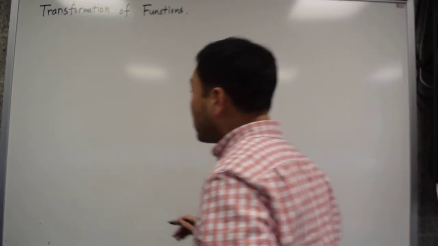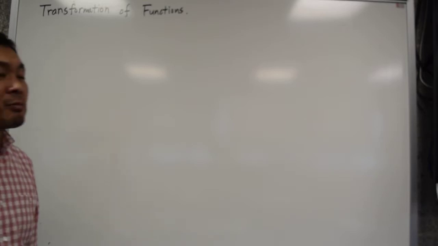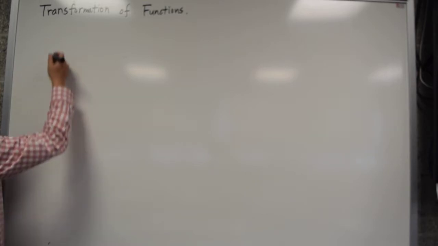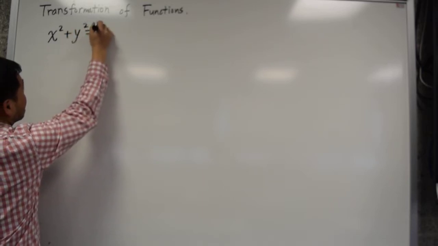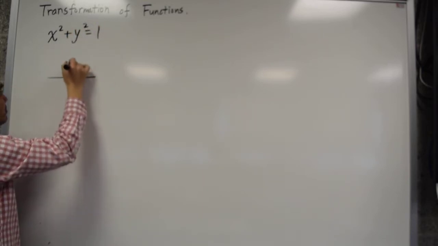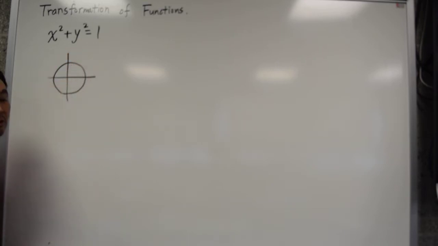Okay, next up is dilations, but let me try to elaborate a little bit more about what we just discussed, the translations, and then we'll move on to dilations. Think about the following: x squared plus y squared equal to 1. This is not a function because if you draw the graph of this, it's a circle of radius 1, centered at 0. Why is this not a function?